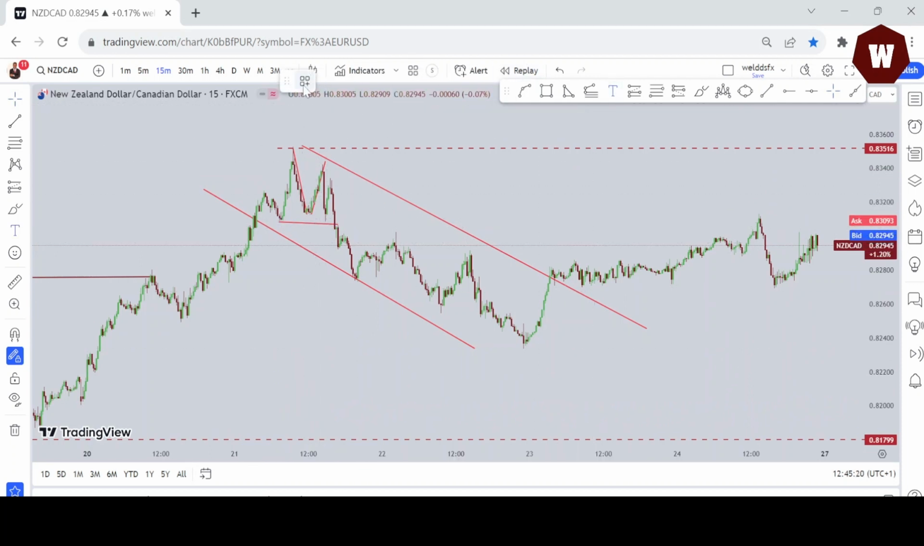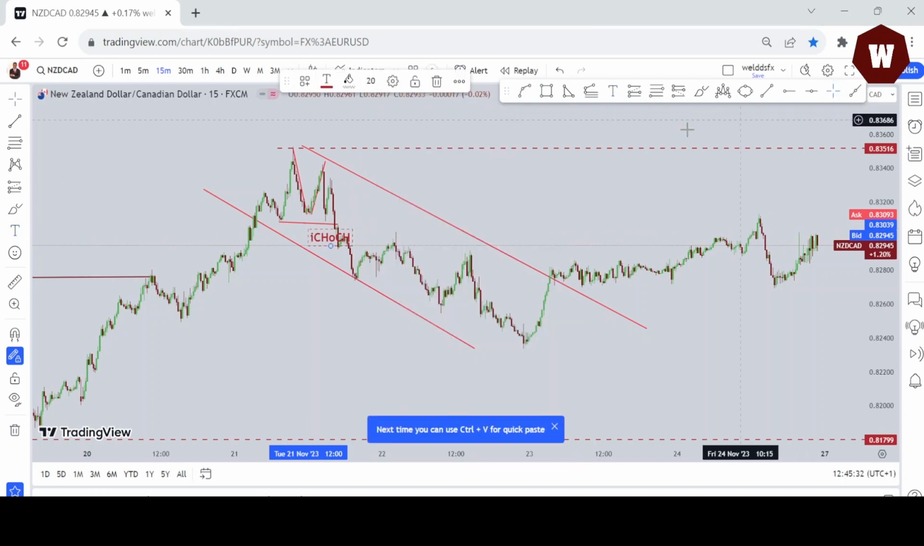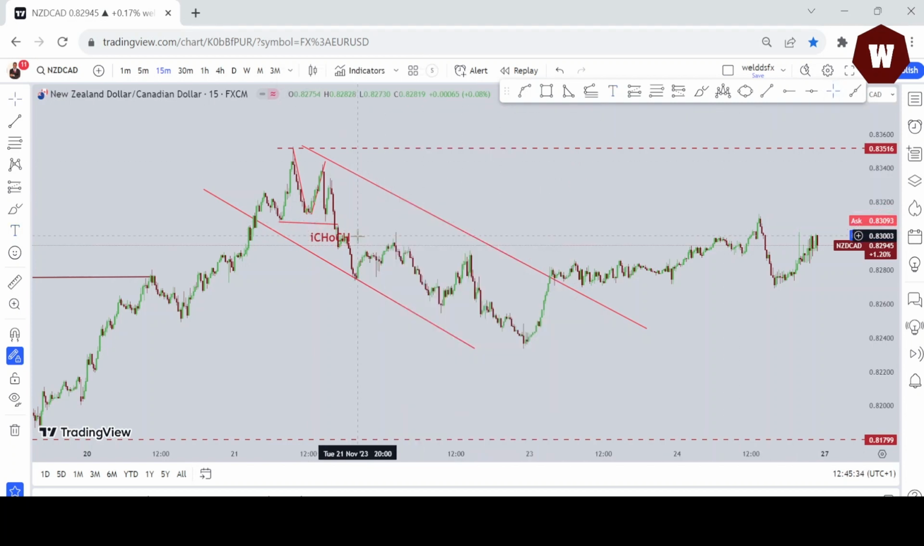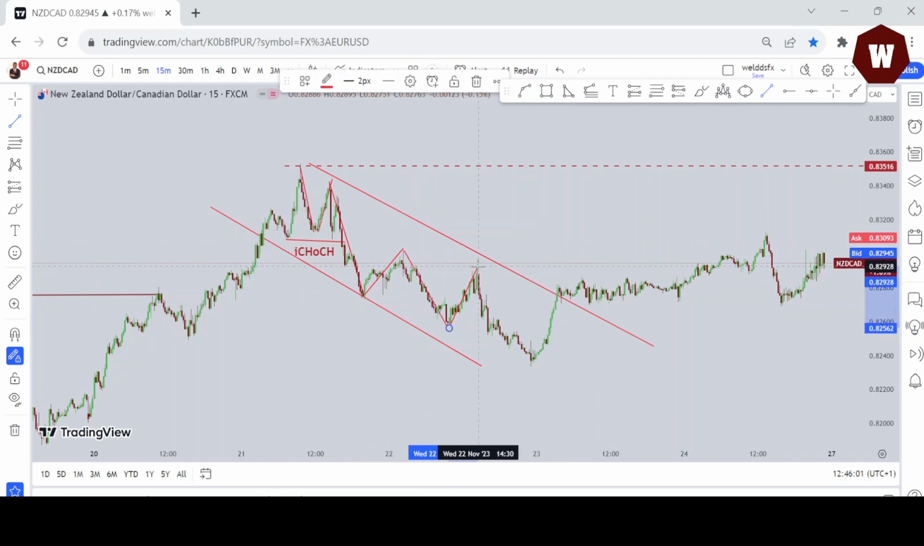Let's take a text and draw this one right here as internal change of character. Okay, so this was an internal change of character on 15 minutes time frame. Okay, so after the internal change of character, let's plot other things. See, there was a move, a pullback to this point. Now there was another move, another pullback, another move.